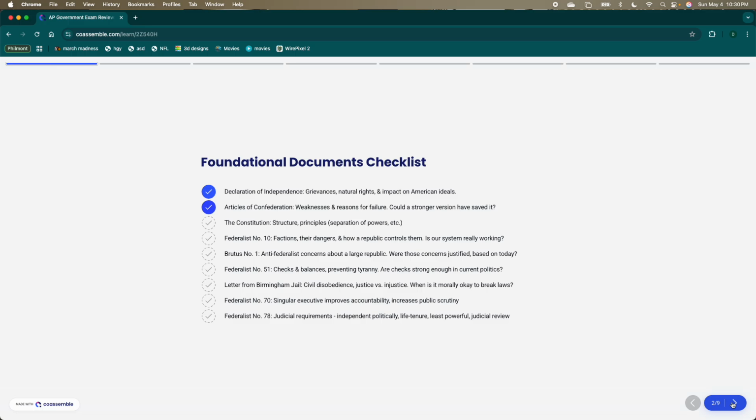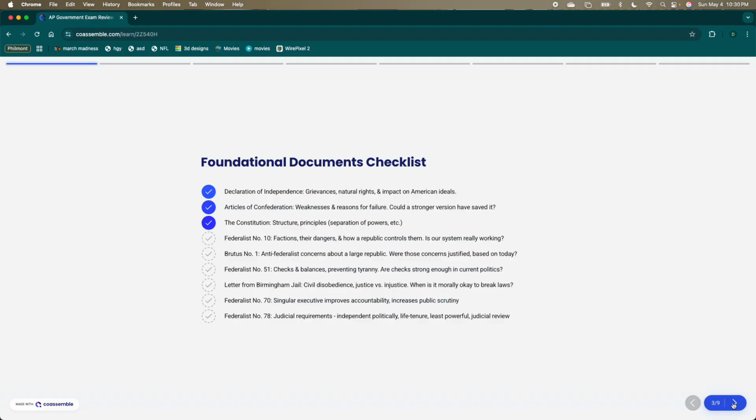Next, of course, we have the Constitution with its amendments. Now, the most important amendments that you're going to need to know are the Bill of Rights amendments. We'll cover those in the Supreme Court cases next. And then, of course, you also need to know separation of powers, federalism, popular sovereignty, all of those principles of the U.S.'s democracy. Next up, into the shorter documents, the Federalist Papers.